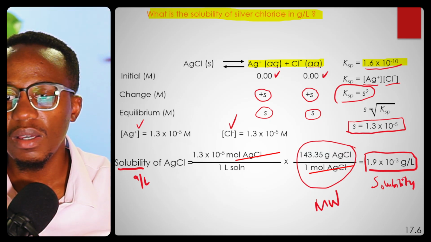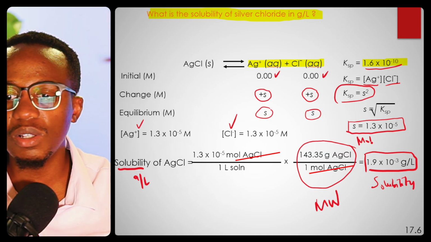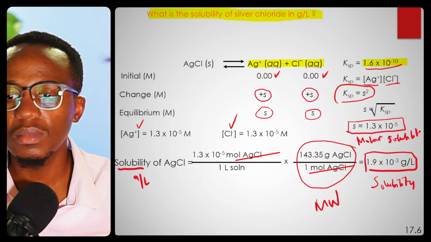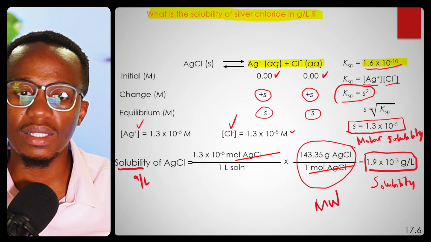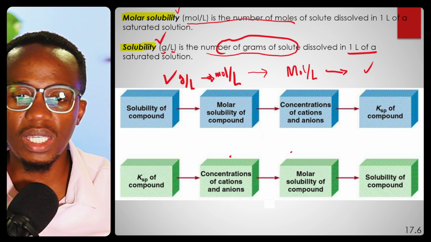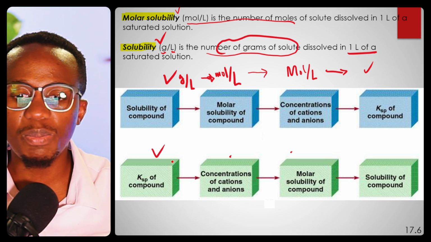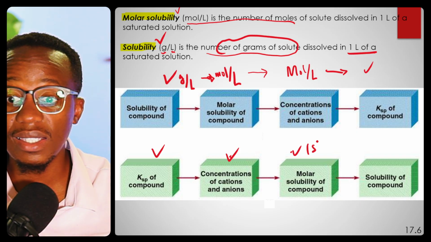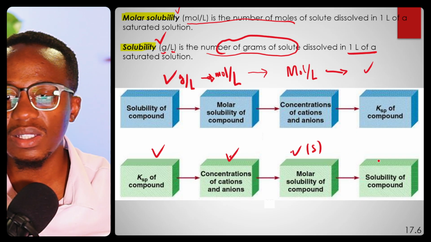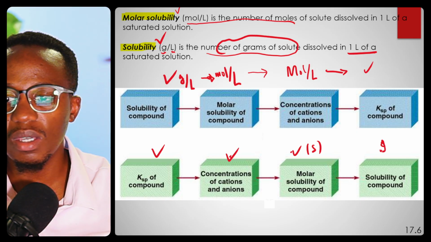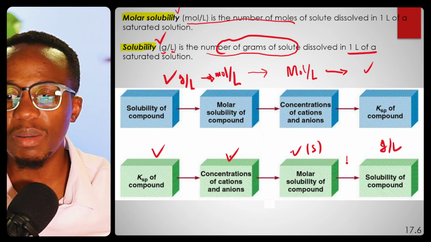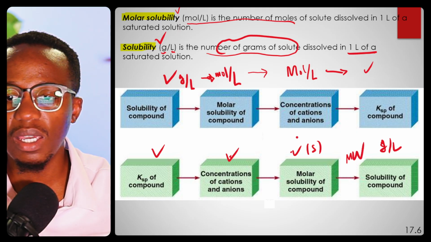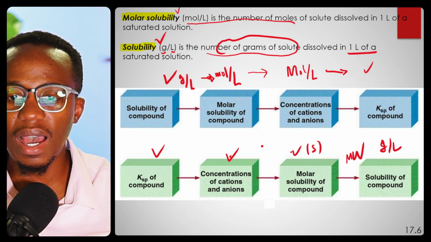S is the molar solubility, right? And then again, this is the molarity of the two. So we just did this, right? We were given KSP, and from KSP we found the concentration of the cation and anion. We found the molar solubility, which is S, and then from there we converted it into solubility, which is grams per liter, by multiplying by the molecular weight.